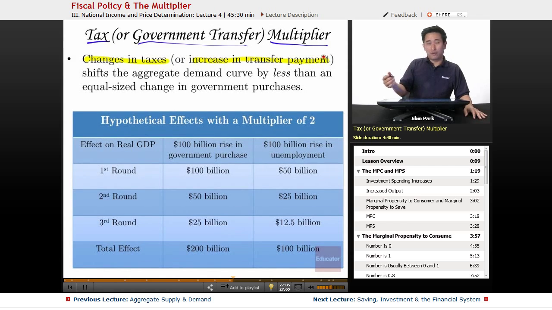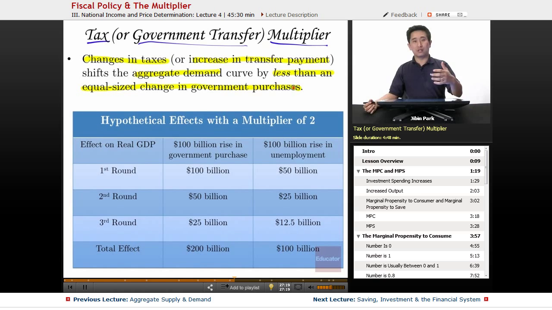So again, for the effects of a tax multiplier, basically going to have the same effect. It's going to shift the aggregate demand curve by less than an equal size change in government purchases. So what's the most effective means to stimulate the economy? It's an increase in government purchases. That's going to have more of a direct impact than an increase in government transfers or a decrease in the tax rate here. And so let's go ahead and take a look here.